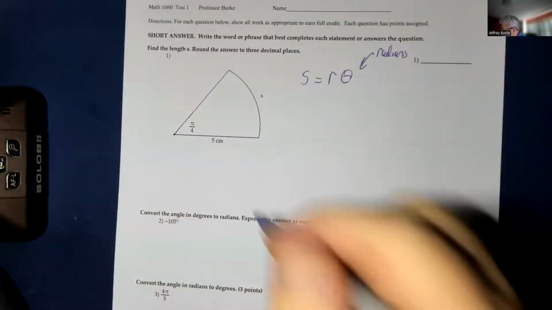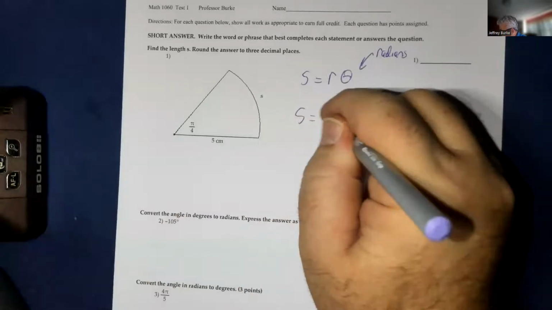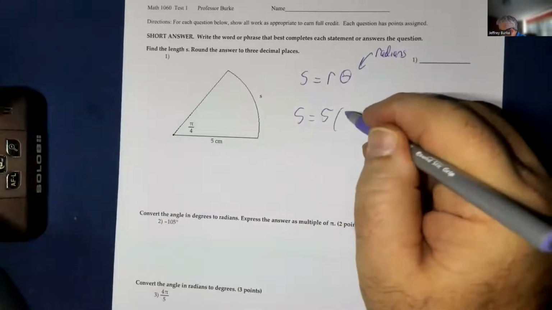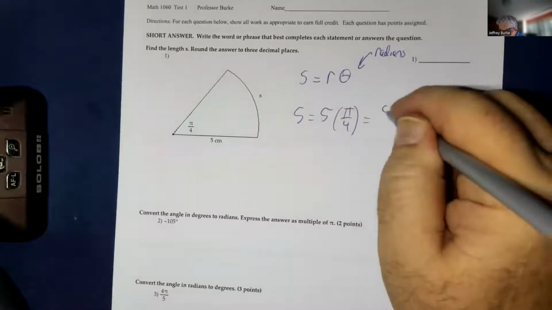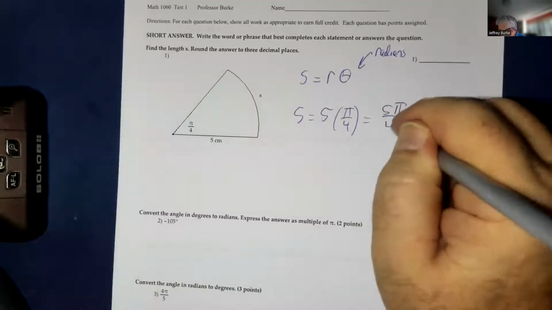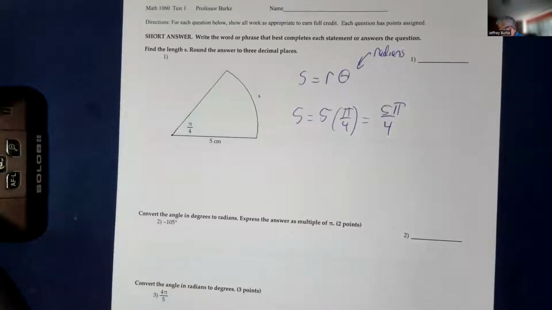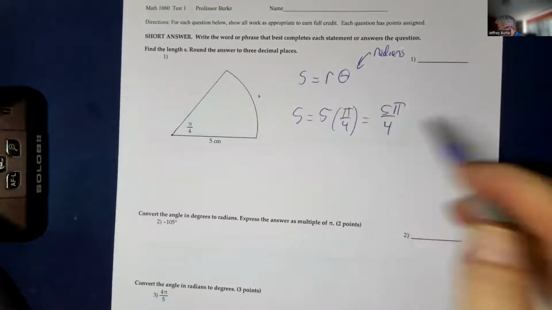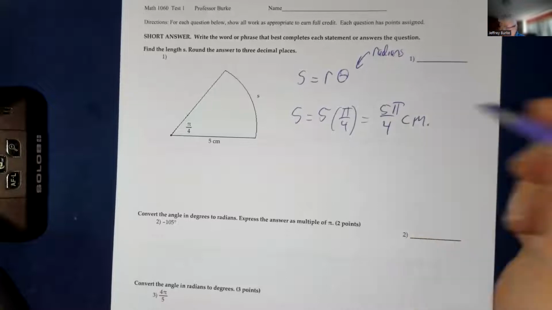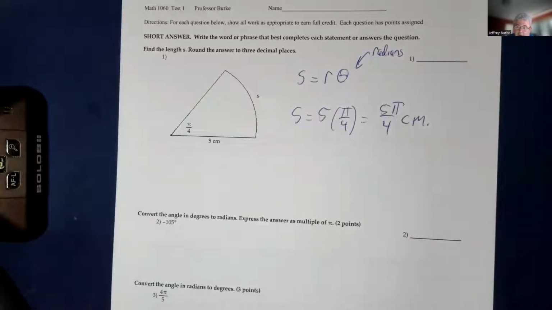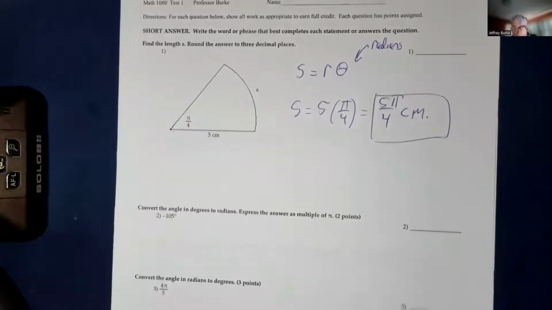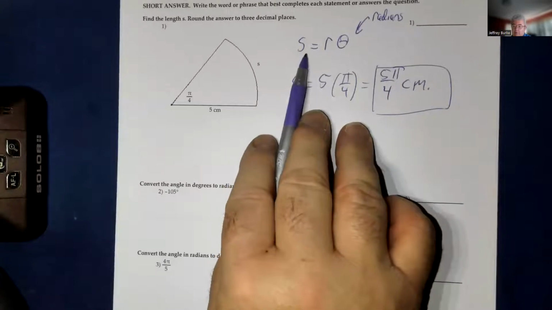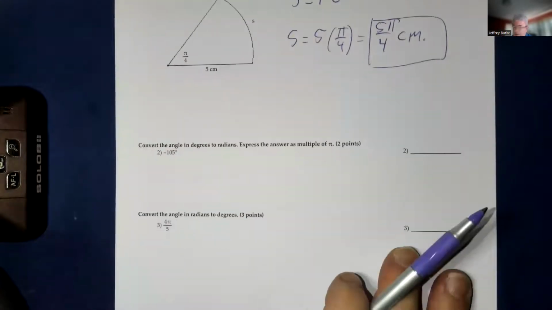So if I plug information into there, S is equal to 5 times pi over 4. And my final answer I can go ahead and write as 5 pi over 4 as being the exact, and that's going to be 5 pi over 4 centimeters, using the proper units to label your final answer. So this could be the final answer for question 1. If you don't know this one, just make sure you have that on your formula sheet.